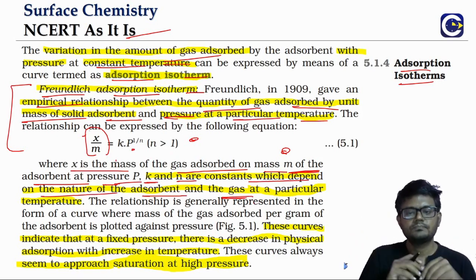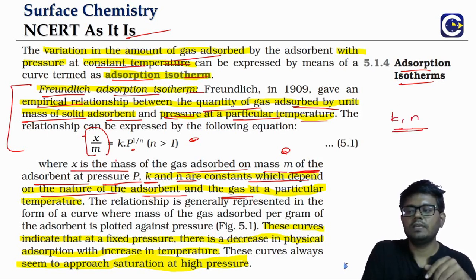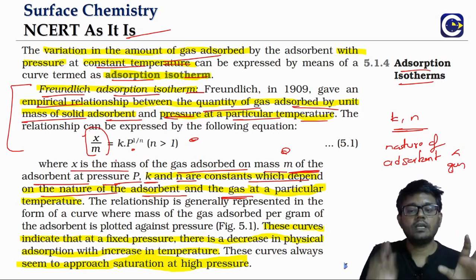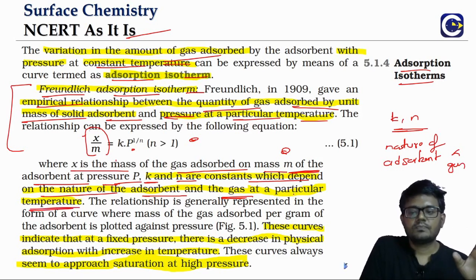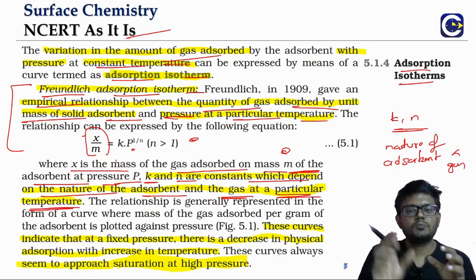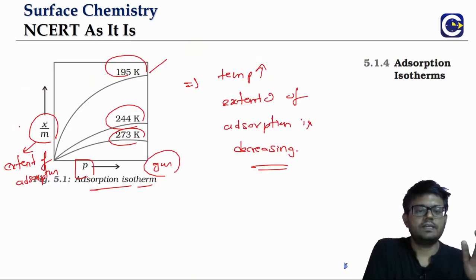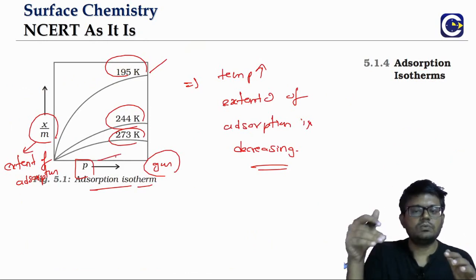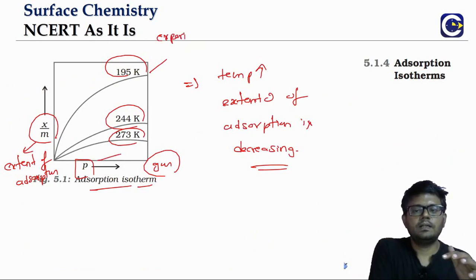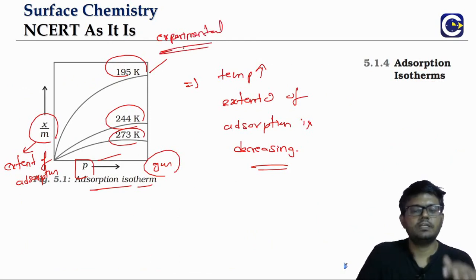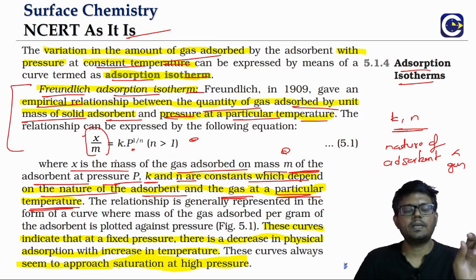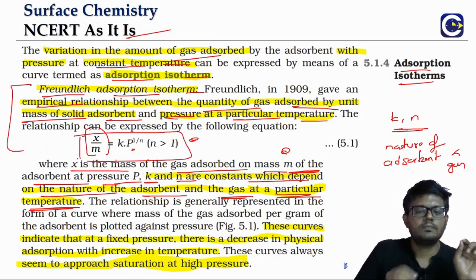and the gas. So the K value and N value will depend upon the nature of adsorbent and the gas. Of course, the K and N values will be for a given temperature. The value of K and N will correspond to a particular value of temperature. And when we represent the relation between the extent of adsorption and the pressure graphically, this is the experimental representation of the relation. This is also explained by using the empirical formula.